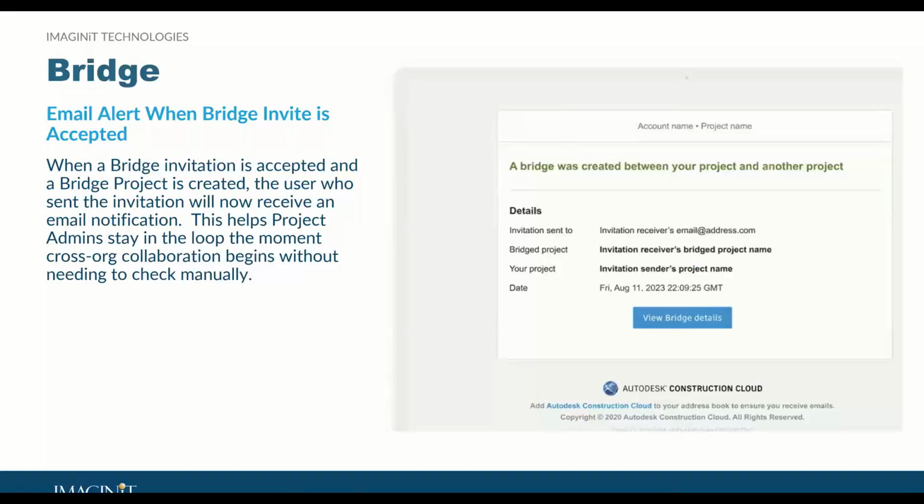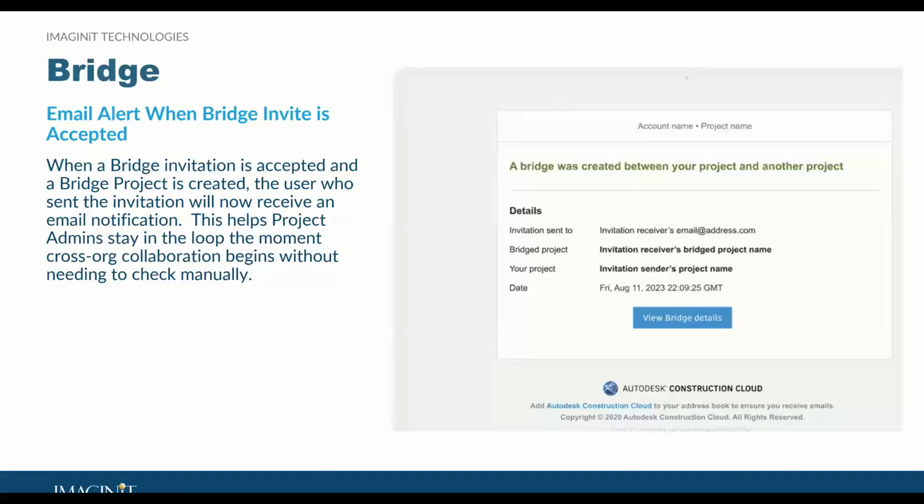The first is around Bridge. I think people would see it as pretty deceptively simple, but I think that it's a release that's going to really help every day. Now you get an email the moment that a Bridge invitation is accepted and the Bridge project is created. So this matters because cross-organization collaboration tends to fail at handoff points, right? Someone sends an invite and then it's silence.